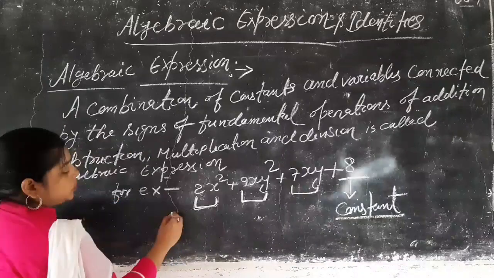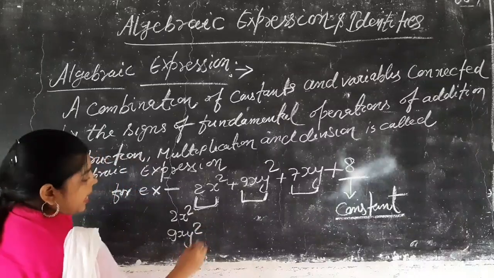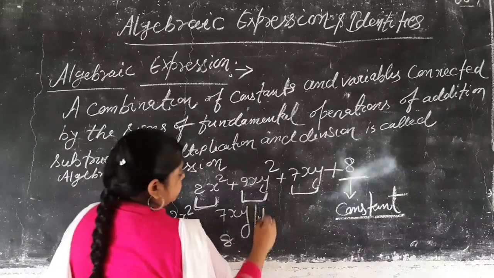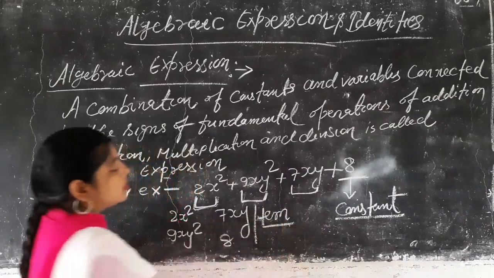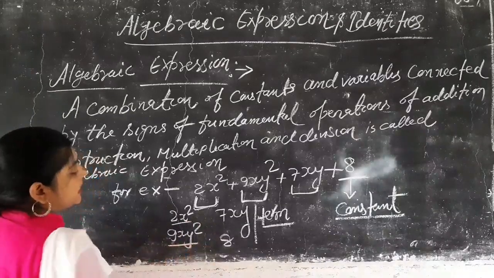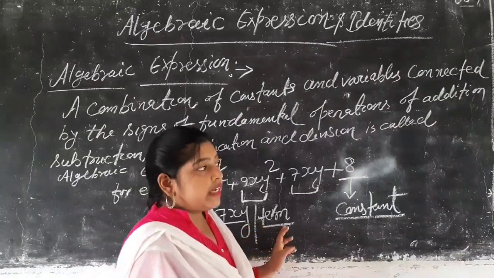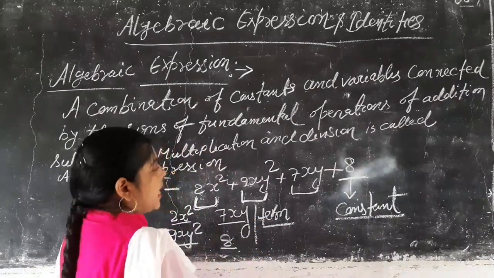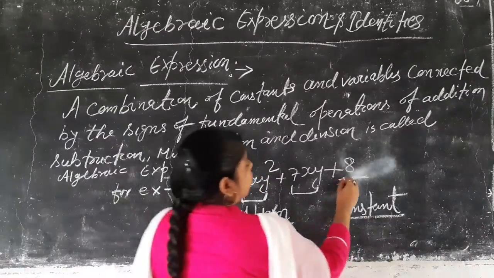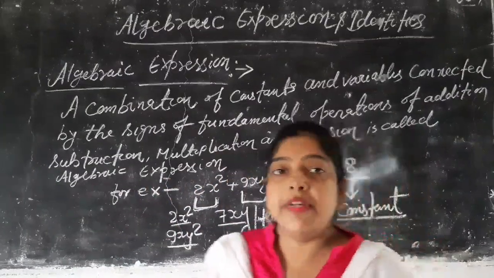So we write 2x square, 9xy square and 7xy, and 8. All are terms. 2x square, 9xy square and 7xy include variables, and 8 does not include variables, only the constant value. So what is a variable? For a variable, the value is not fixed.